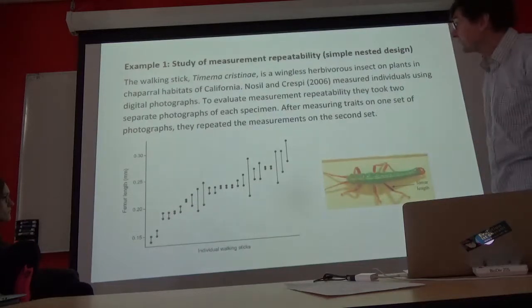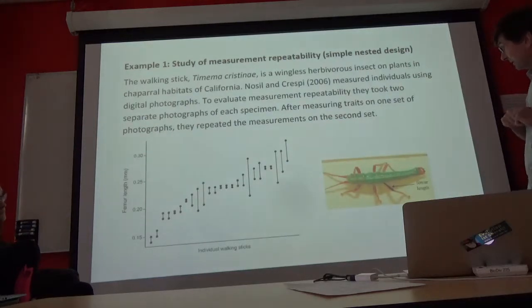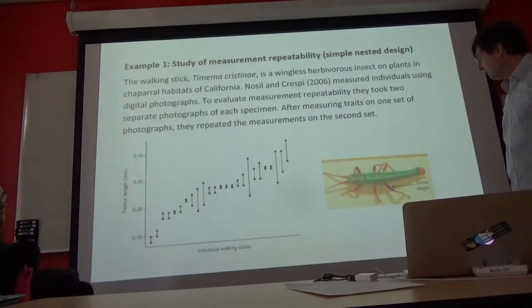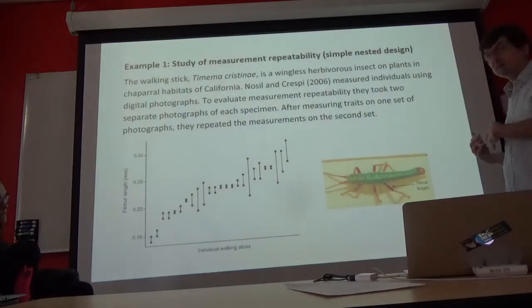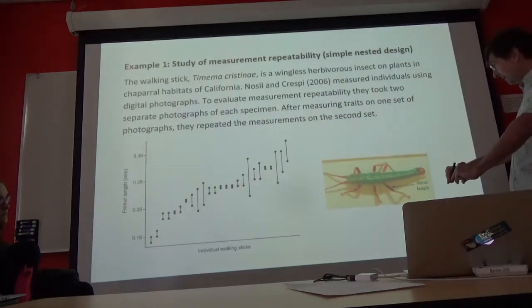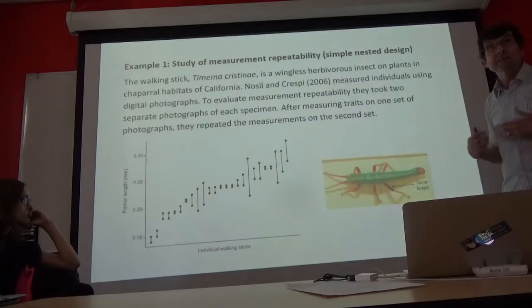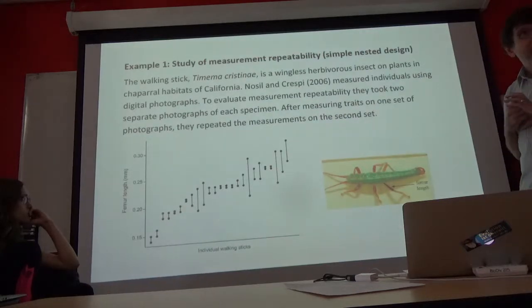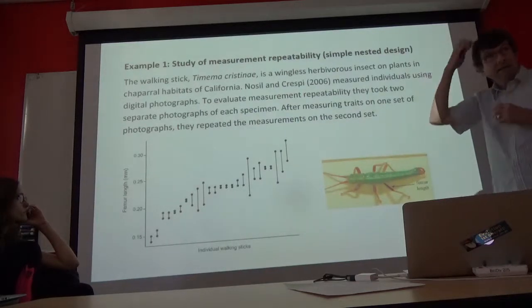Here's how they carried out the study. They took specimens, which they had in envelopes, of this walking stick, placed it on a surface, and then with a digital camera took a photograph of it. And then they put the insect back in the envelope, and then they put the envelope back on the shelf, and they measured everybody. And then they went back, removed the envelope, placed the insect on the surface and then took another photograph. If you want to measure the repeatability of measurements, that's way better than taking the same picture twice in a row, because presumably you would get a very high repeatability in that case. So they really wanted to go through the whole process of mounting it, placing it, the angle of the camera, and everything else.